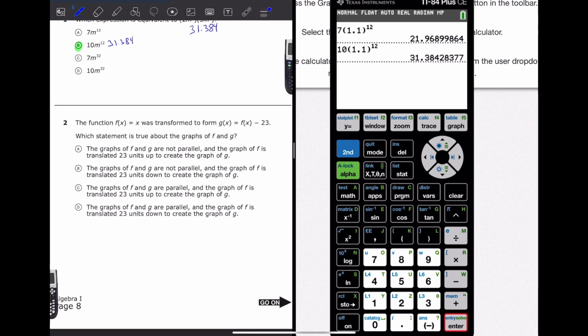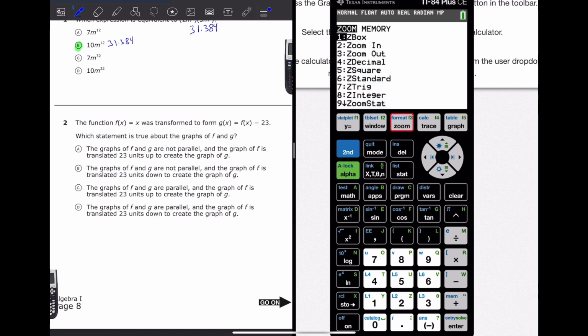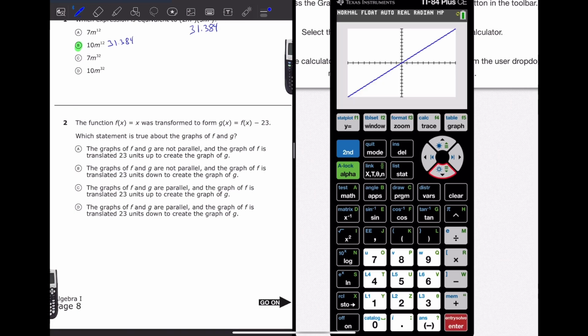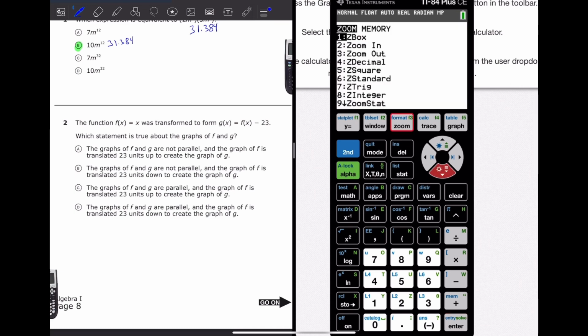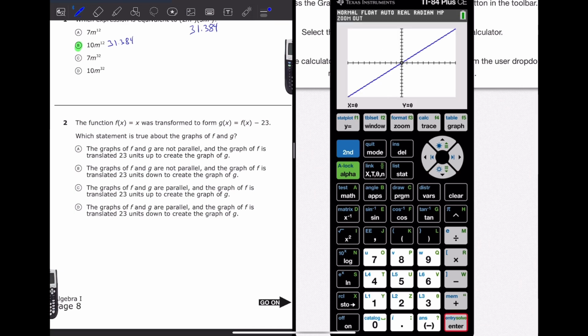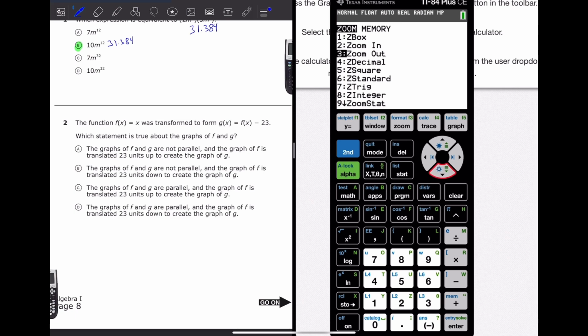On the next one, you're going to y equals. You're going to put the first one y1, the second one on y2, and then you're going to check the graphs to see what it looks like. If you need to, you can zoom out or zoom in if that's the case. You may need to do it a few times.